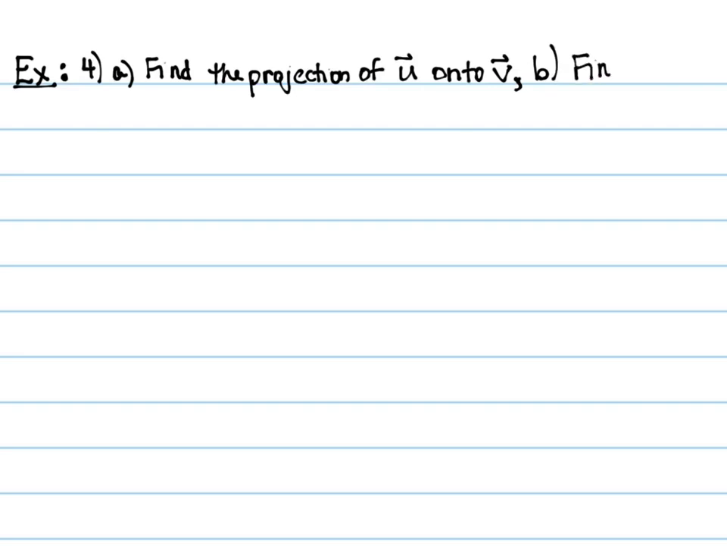We're going to find, oh, this is part A too. Sorry, question 4, part A. Find the projection of U onto V, and on part B, we're going to find the vector component of U orthogonal to V.